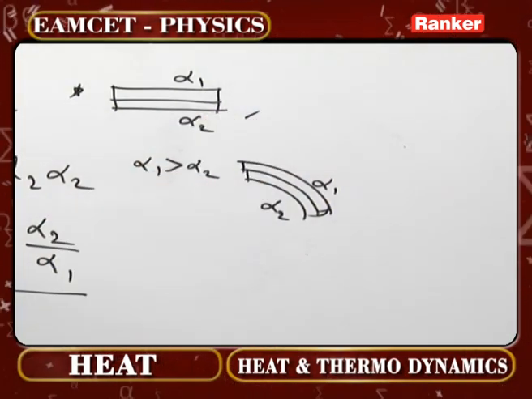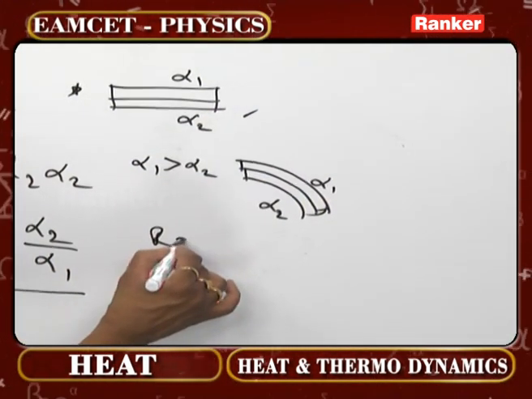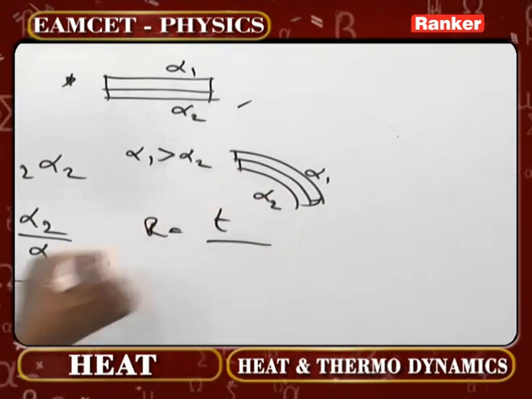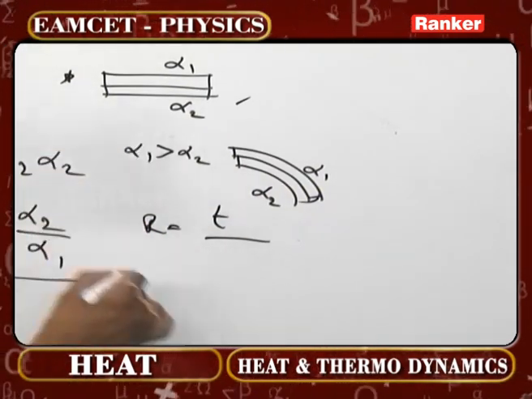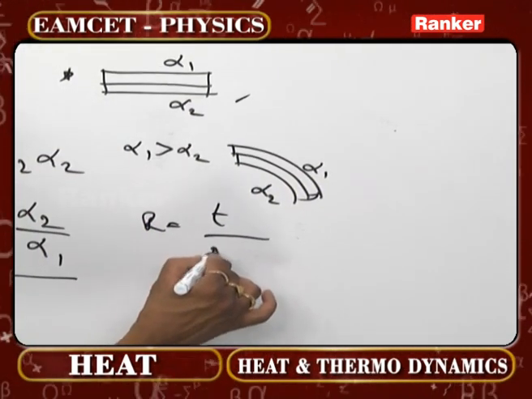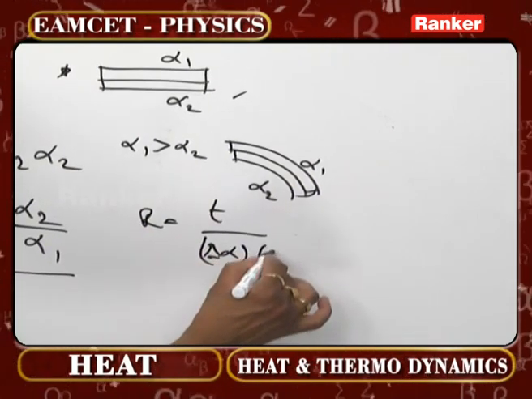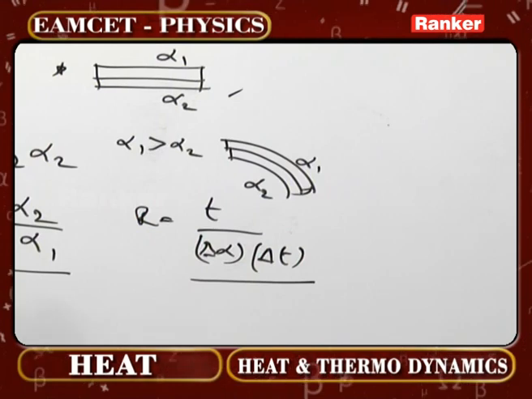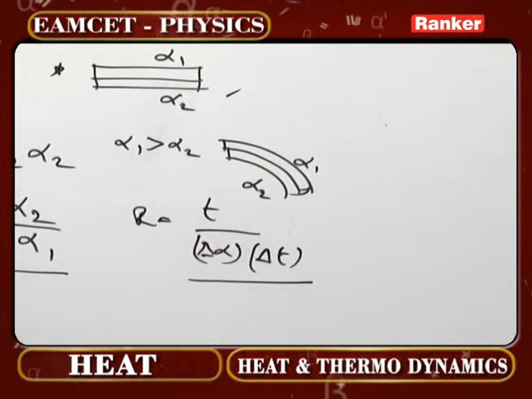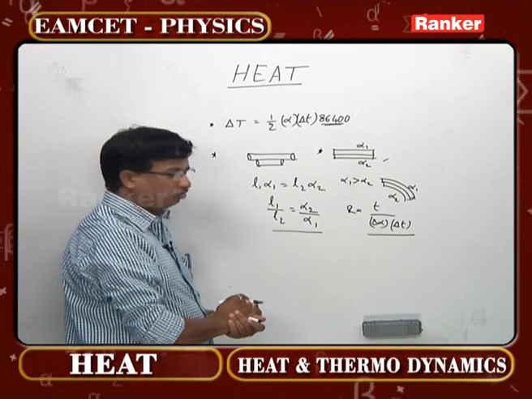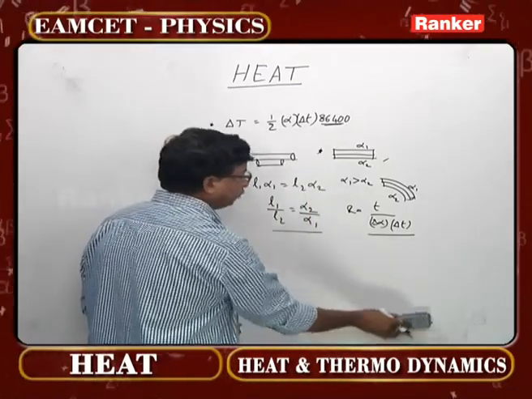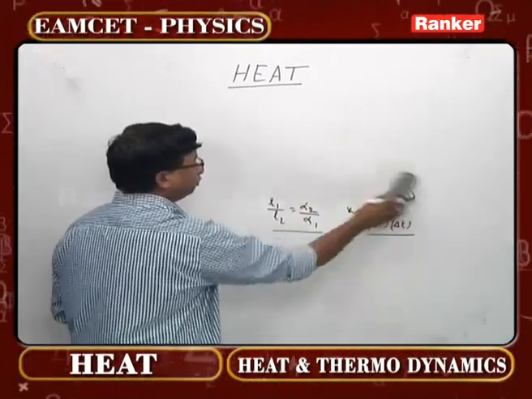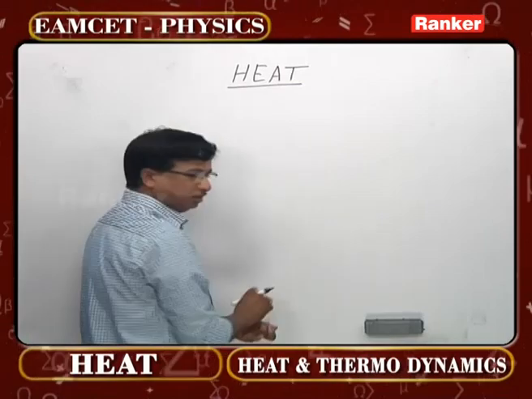This is the concept. What will be the radius of curvature? It is the thickness of this particular bimetallic strip divided by delta alpha into delta T. Delta alpha is nothing other than change in linear expansion coefficient of the metals, and delta T is going to be the variation in temperature. So these are the applications one should remember as far as expansion of solids is concerned.